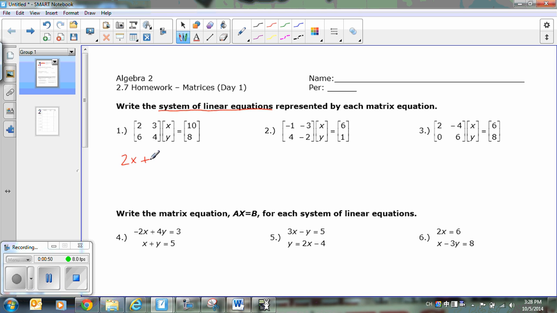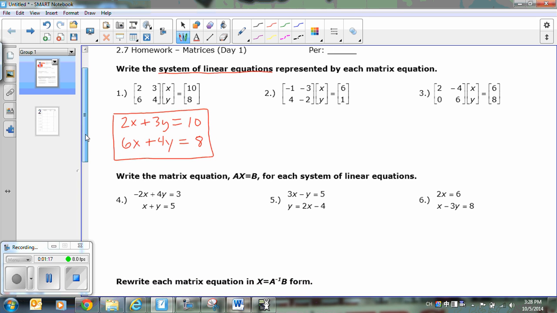2x plus 3y equals this constant of 10. And then our second linear equation, this is your x coefficient, this is your y coefficient, so it would look like this. 6x plus 4y is equal to 8. All right, so we've written a system of linear equations, so you're done at that point, and that's all you need to do. Do the same thing for numbers 2 and 3. All right, let's take a look at number 4.